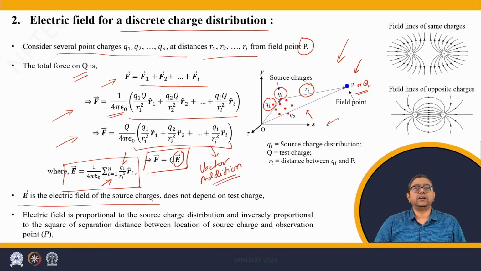Now, E vector, as can be seen from this expression, is the electric field due to the source charges. It depends only on the source charges. It does not depend on the test charge capital Q. Thus, the electric field is proportional to the source charge distribution and inversely proportional to the square of the separation distances between the source charge and the test charge.